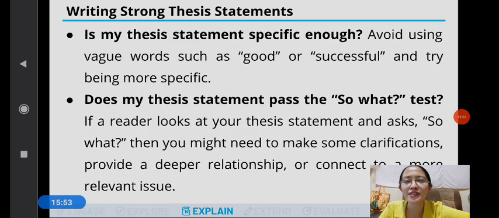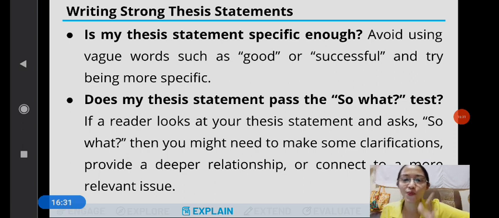Is my thesis statement specific enough? As writers, you have to avoid using vague words such as good or successful, and really try to be more specific. Now, does my thesis statement pass the so what test? If a reader looks at your thesis statement and asks, so what? Then you might need to make some clarifications, provide a deeper relationship, and connect to a more relevant issue.